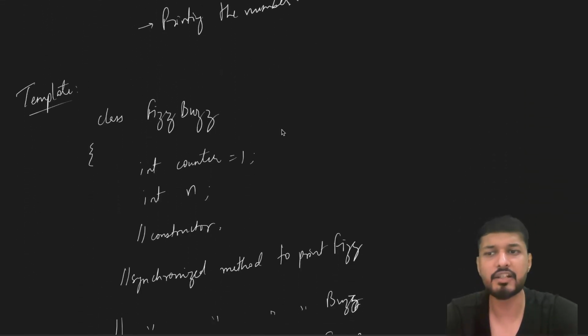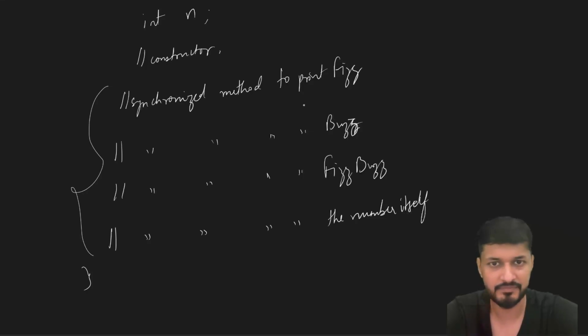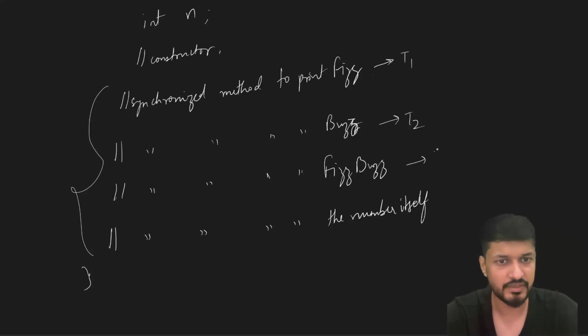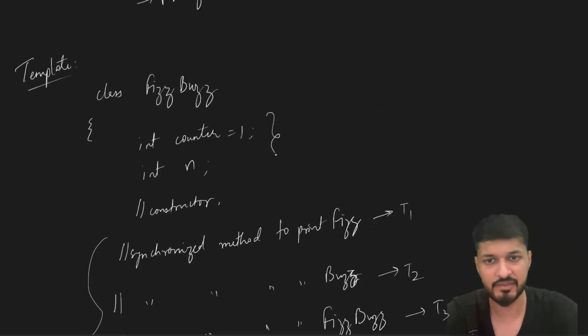Now let's look at the template of our class. How will our class look? So we'll create a class named FizzBuzz. We'll have a counter inside it and a variable n. We'll initialize this n using the constructor of this particular class, and we'll have 4 synchronized methods, right? One to print Fizz, then Buzz, then FizzBuzz, then the number itself. After this, we'll create 4 threads outside of this particular class in our main class, and we'll execute this method using T1, this using T2, this using T3, and this using T4, right? And to make sure our counter and n are both shared, we will use the same instance of the FizzBuzz class, right? It will become more clear when we start coding it.